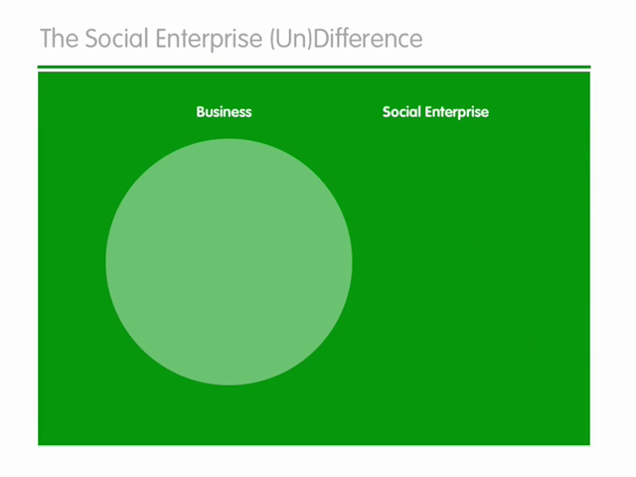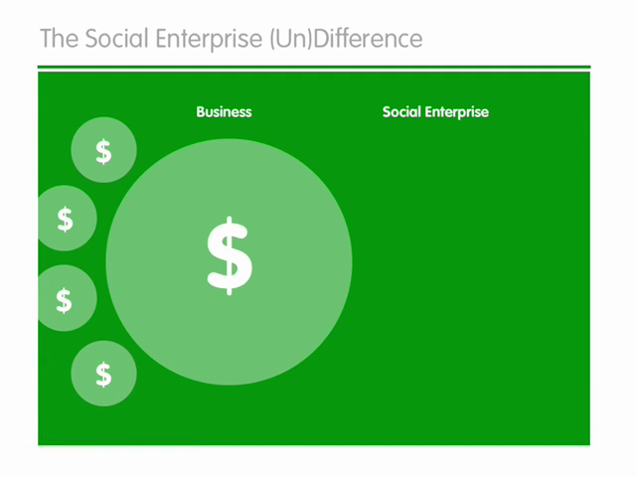The second key difference between traditional for-profit businesses and social enterprises is, of course, the ultimate destination of profits. In the for-profit world, profits go into the pockets of owners and shareholders, unless, of course, they're reinvested back into the business to accelerate its growth and success.